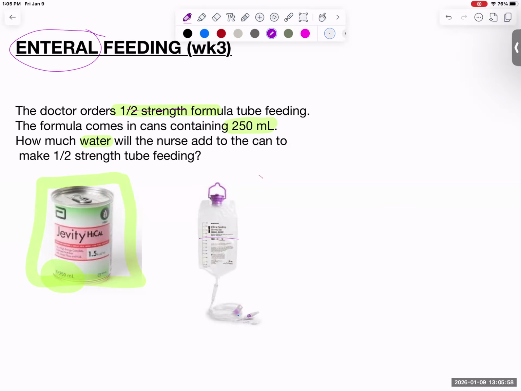So you have to start becoming familiar with it. Okay. So the doctor wants this diluted by half. So the can has 250 milliliters in it. How much water do you think I need to add to dilute it by half? 250. Yeah, you add equal parts water.